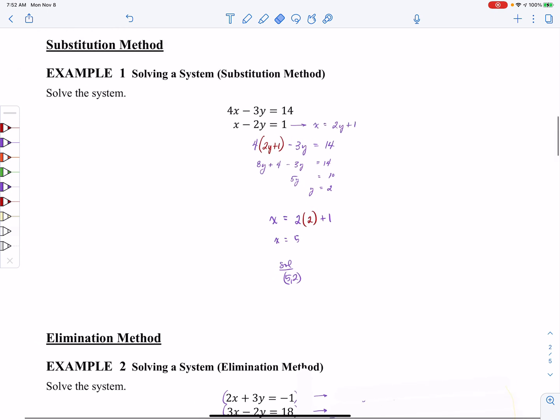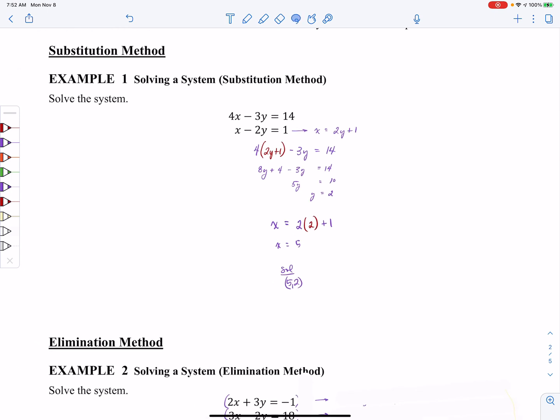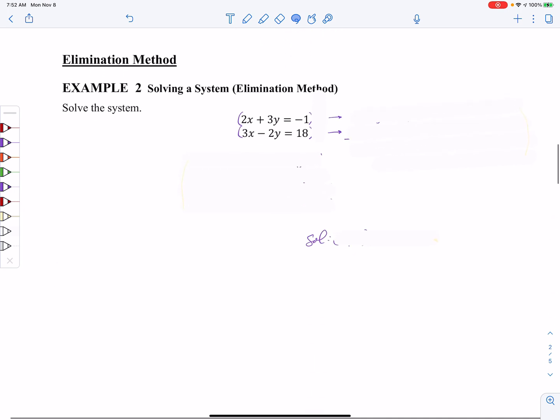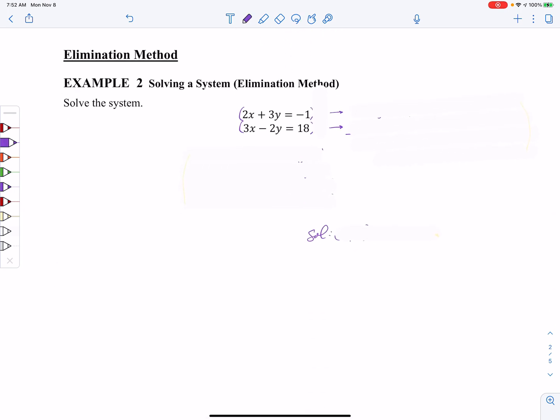You can check your work by taking both the x and the y, plugging them into both of your equations, and it should cause both of your equations to be true statements. All right, then we have the elimination method. The elimination method is where I actually want to eliminate a variable.